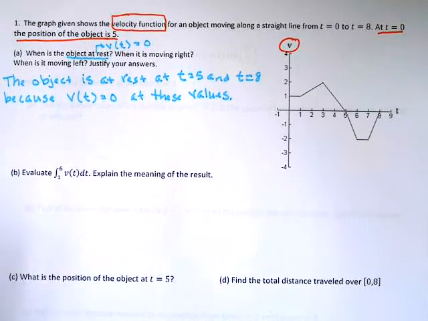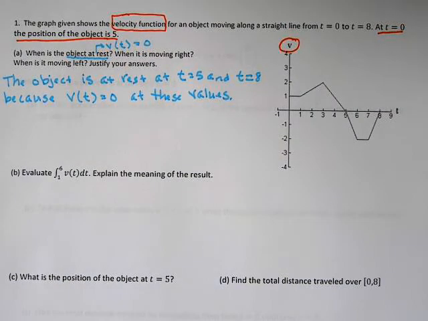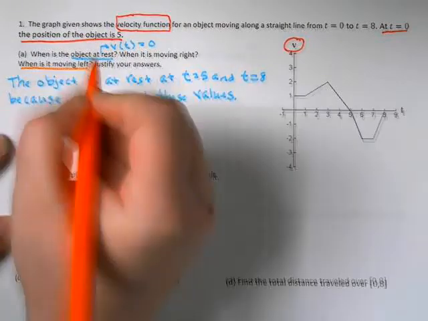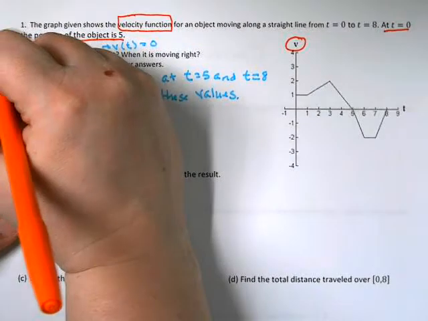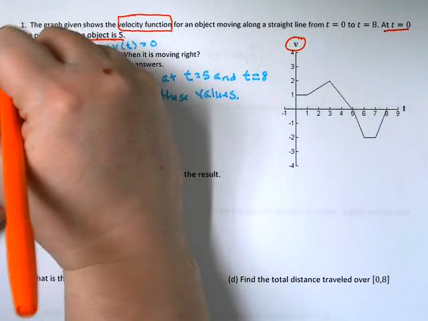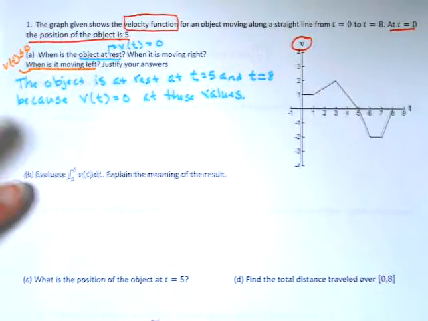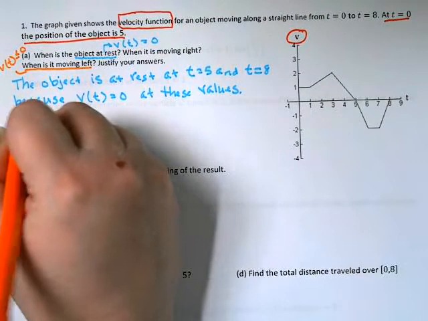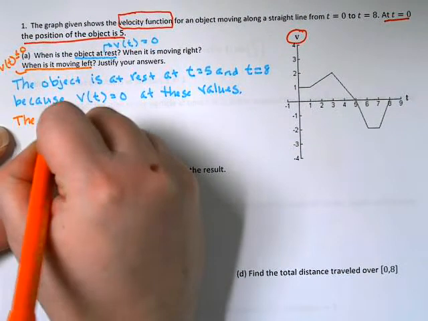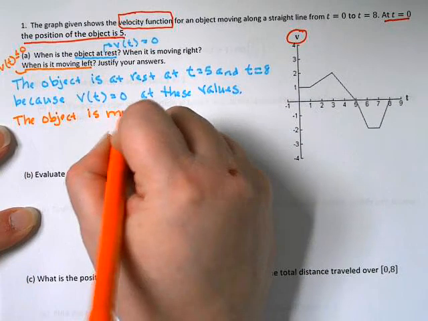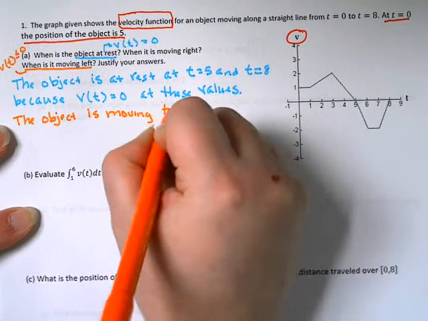All right, then we want to look at when is the object moving to the left. Well, we know that the object is moving to the left when the velocity is negative. So if it's moving to the left, we're looking for where v of t is less than or equal to 0.